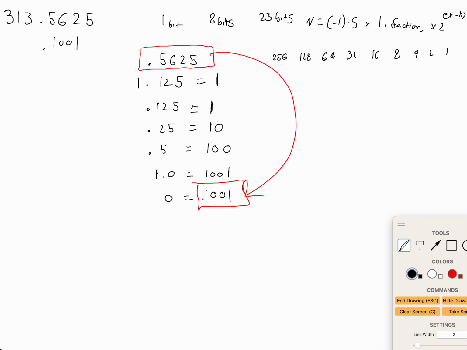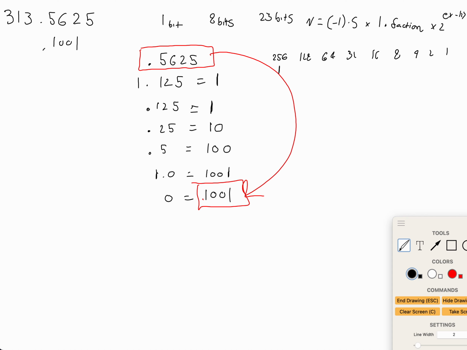I know it has to be up to 256 because the value is 313. You can play around with this a little bit, but the idea is you want the largest number you can to be used to store. So I know I want 256 here because the number itself being stored is greater than 256. So if I put a 1 here, that means we have 256.